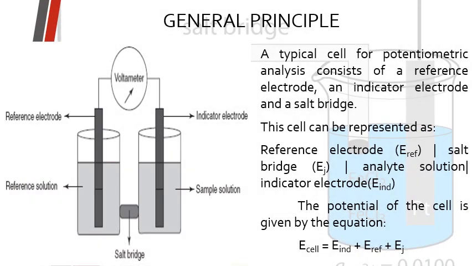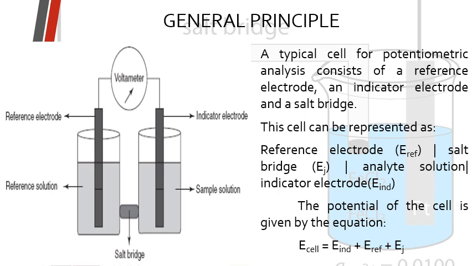A typical potentiometric cell consists of a reference electrode, an indicator electrode, and a salt bridge, as you can see in the diagram. The potential of these components is shown by the equation.